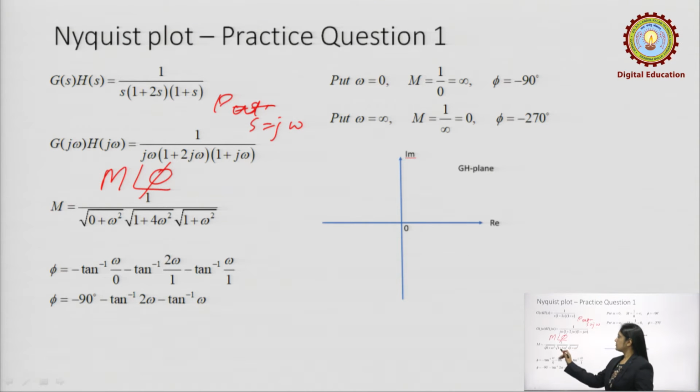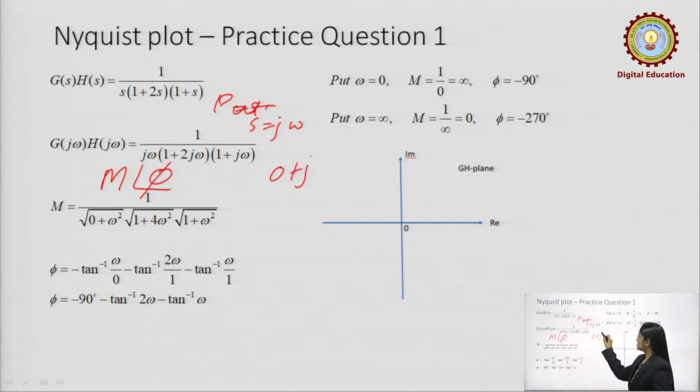Magnitude is found out by taking j omega as 0 plus j omega. So, it is omega times the square root of 1 plus 2 omega the whole square, that is 4 omega square, times the square root of 1 plus omega square. So, this is the magnitude of the given transfer function.